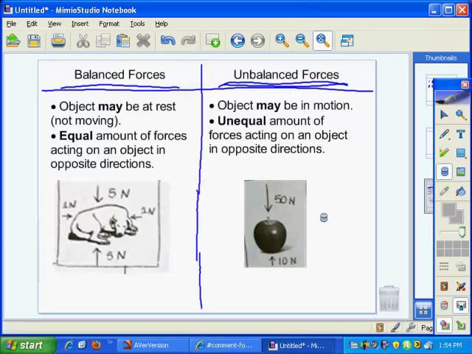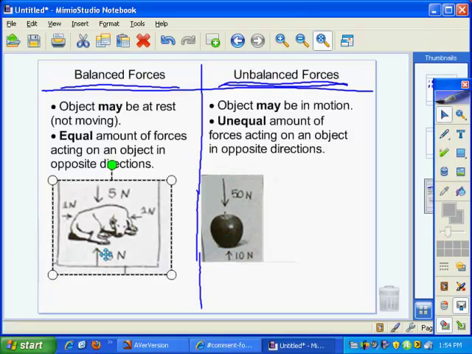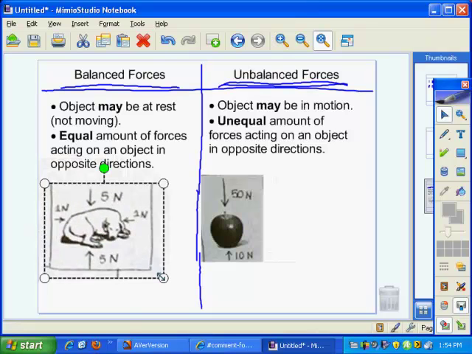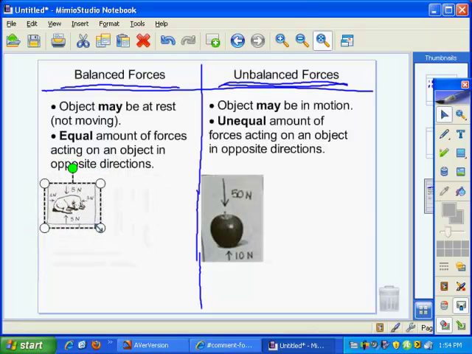I want you guys to notice that this arrow is a lot bigger than this arrow. What does that mean? When the arrow is bigger, usually the force is a lot stronger. That's a good question. So, 50 newtons acting down, 10 newtons acting up. Is this balanced or unbalanced? Unbalanced. So we're going to keep this apple in this category. I'm going to make this drawing a little smaller. And there's a reason for that.